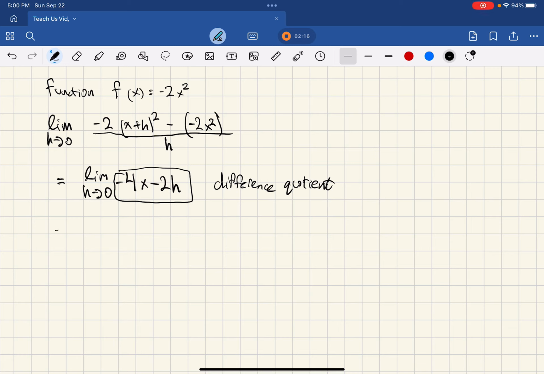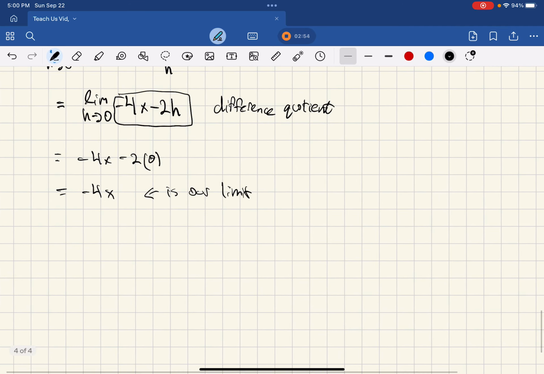So now we move forward and find the limit. Now we can plug in h equals 0 without the function being undefined. So negative 4x minus 2 times h, with h equal to 0, we'll just get negative 4x. And this negative 4x is our limit.